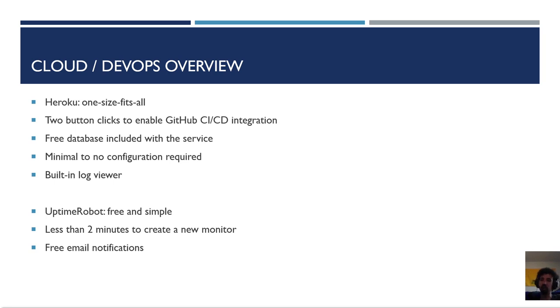Now, if we were a private company, we may want to leverage our own private cloud or hybrid cloud type of model. And then Uptime Robot is our monitoring. It takes less than 2 minutes to create a new monitor. Really just again, 3 or 4 clicks, input your URL, and you're good. And you get free email notifications as well, which is great.